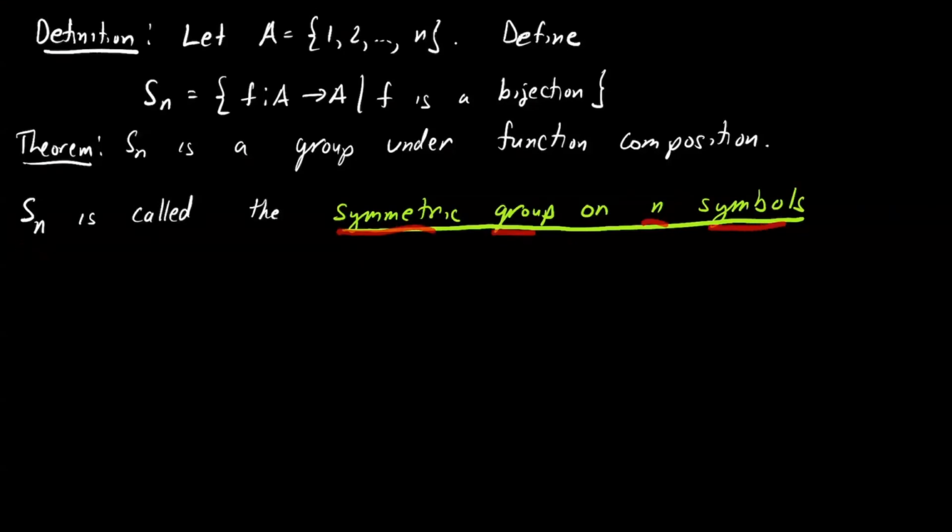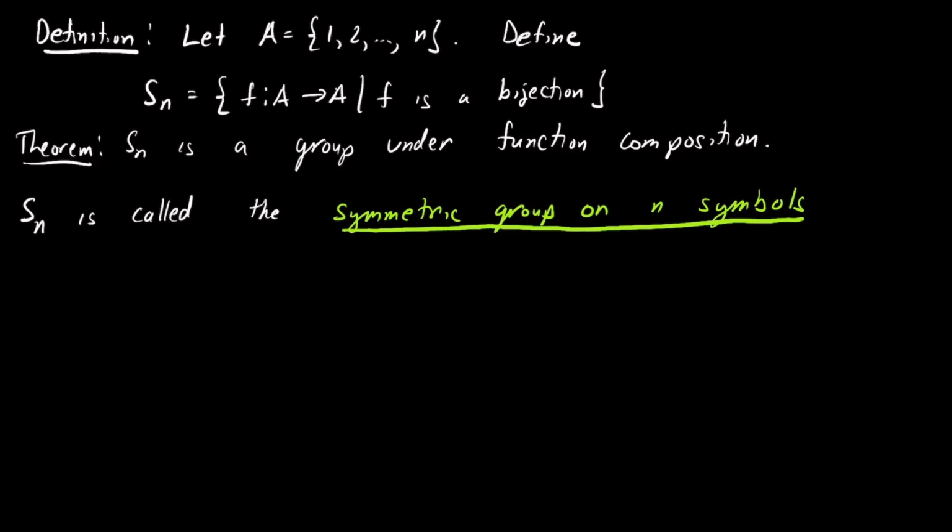Okay, and finally, I just want to point out that Sn is often just called the symmetric group on n symbols. So it's just all the permutations of n distinct objects. In this case, we just call these objects 1, 2, 3, 4, all the way up to n. So this is called the symmetric group on n symbols, or n elements, or sometimes just simply the symmetric group.